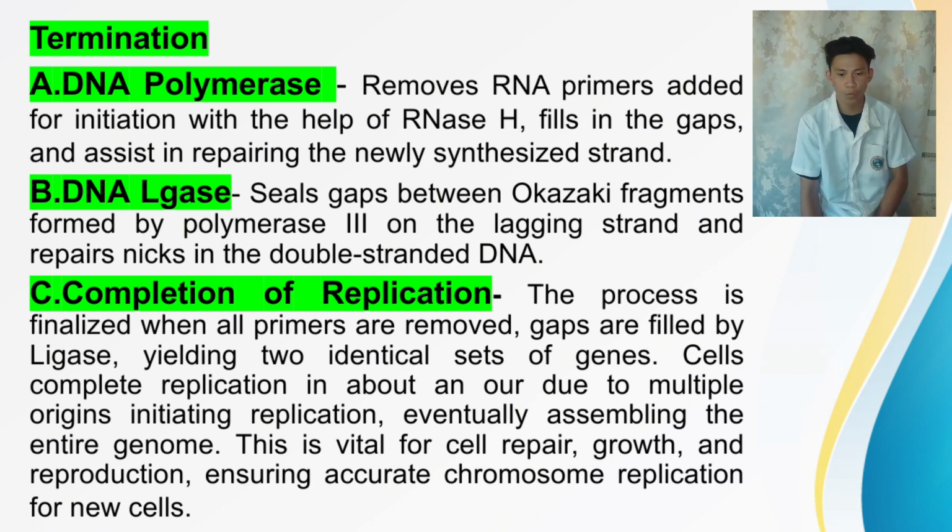Completion of the replication process is finalized when all primers are removed and gaps are filled, leading to two identical sets of genetic material. Cells with complete replication can divide or multiply the organism.